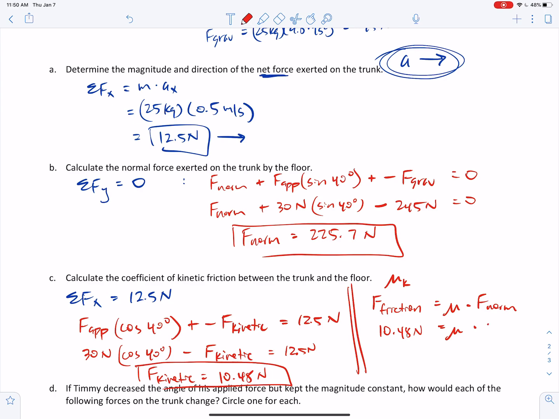So I'm going to multiply by 225.7 newtons and get that this coefficient of kinetic friction is 0.046. And the units technically are newtons per newton. And you can write it like that, or you can say that newtons per newton cancel out and become nothing. And so usually people don't include the units of newtons per newton.